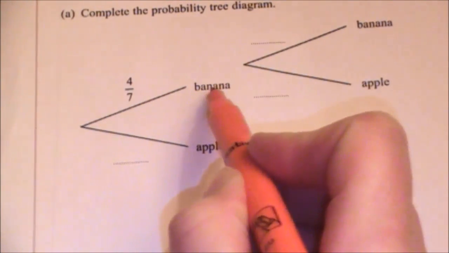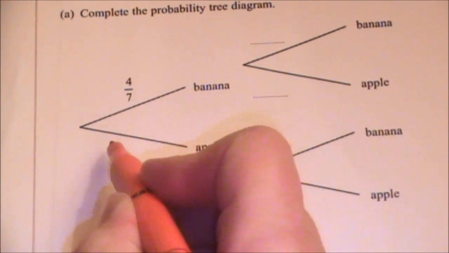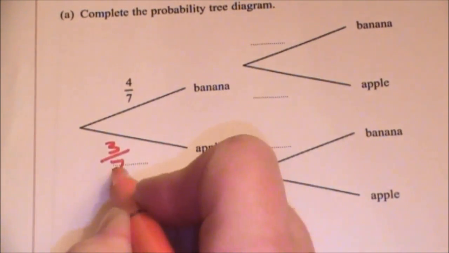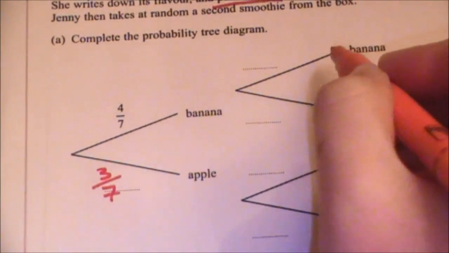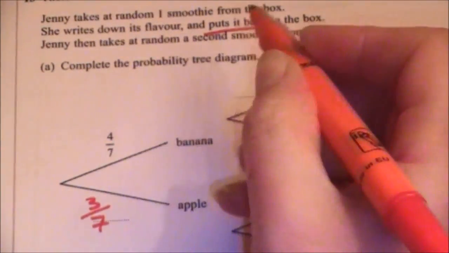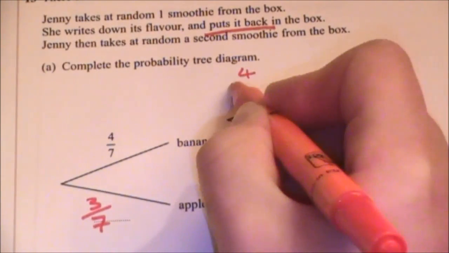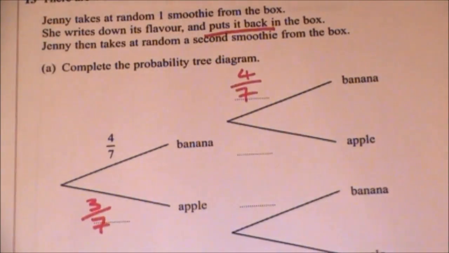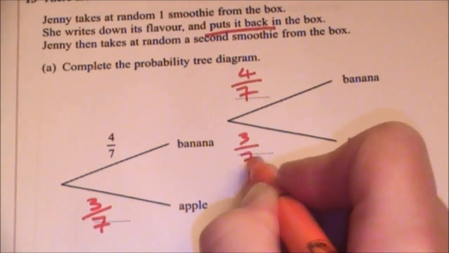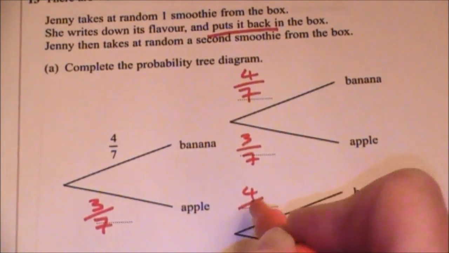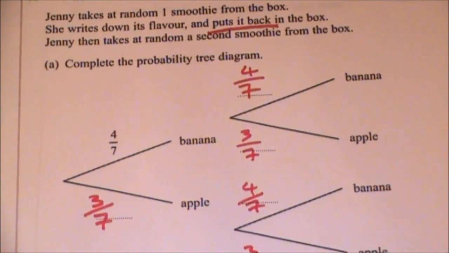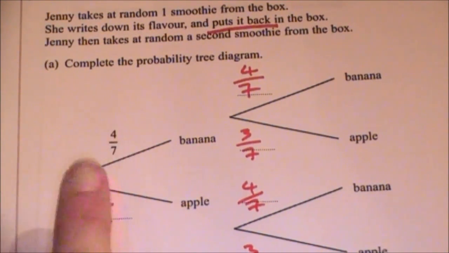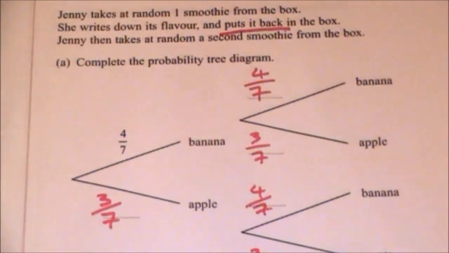So she's got a 4 in 7 chance of getting a banana. She's got a 3 in 7 chance of getting an apple. Now that probability doesn't change here because she puts everything back. So it's irrelevant what happened first time. She still has 4 in 7 bananas and 3 in 7 apples. And the same down here. 4 in 7 bananas, 3 in 7 apples. And that's 2 marks. So you get 1 mark for getting the first branch correct, 2nd mark for getting the 2nd branch correct.